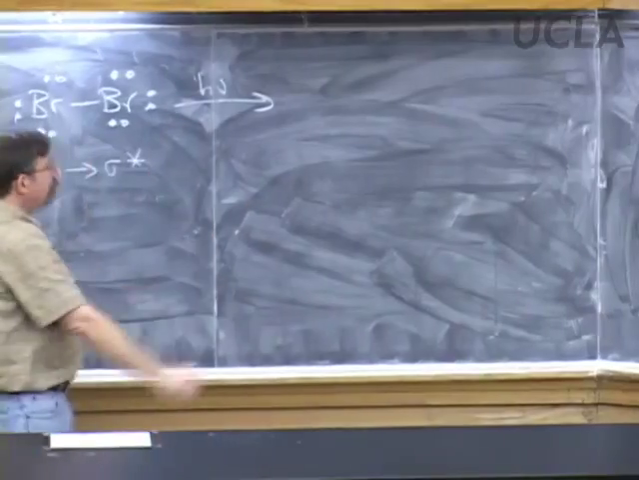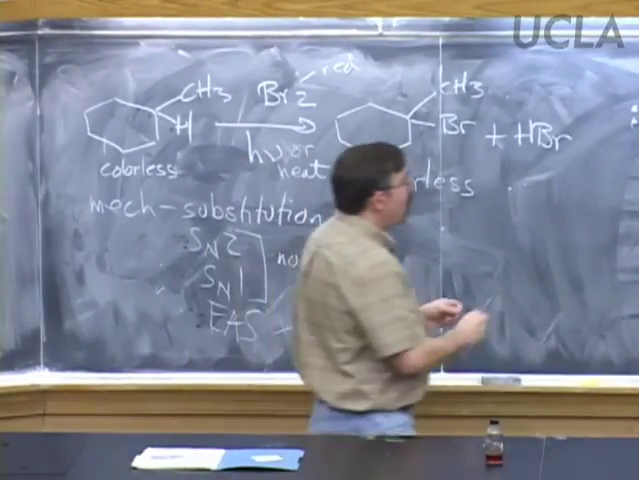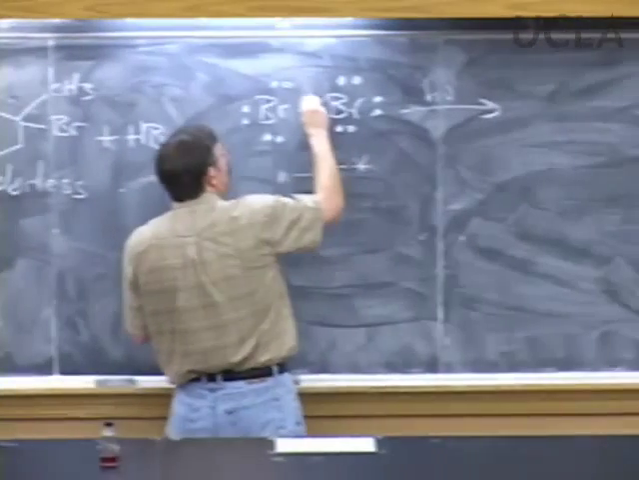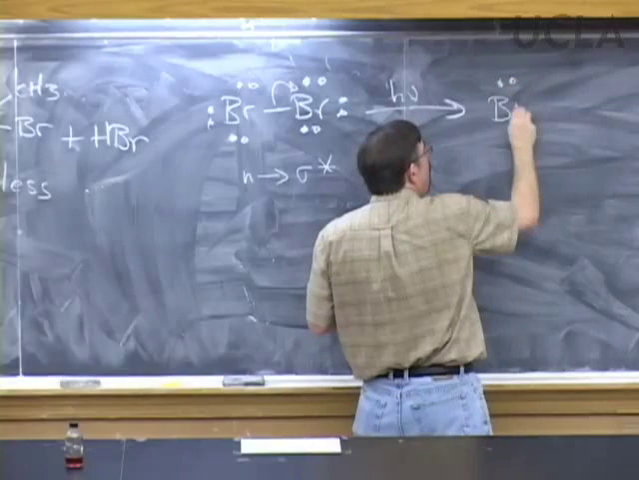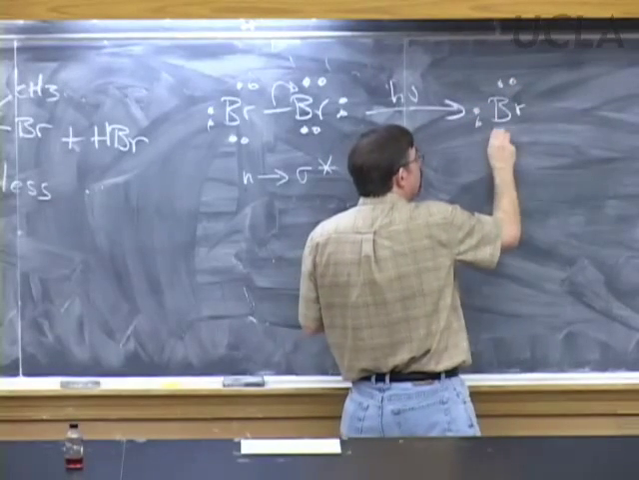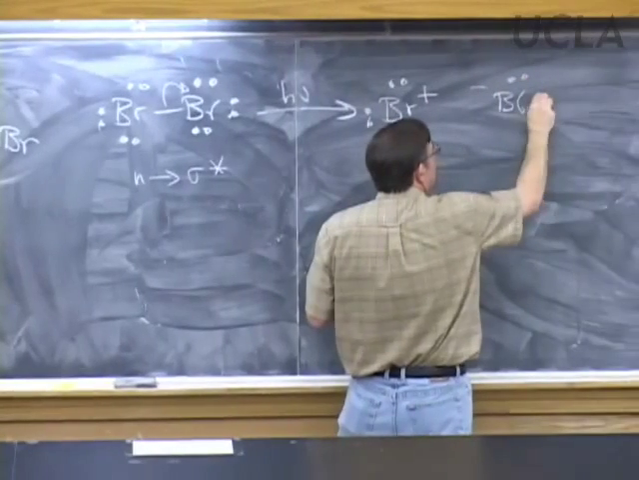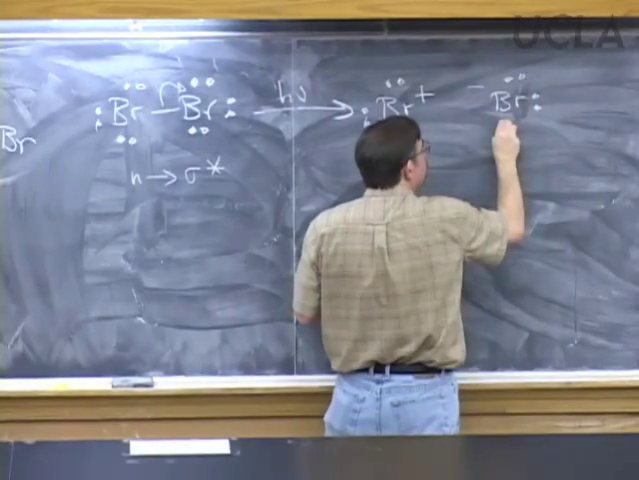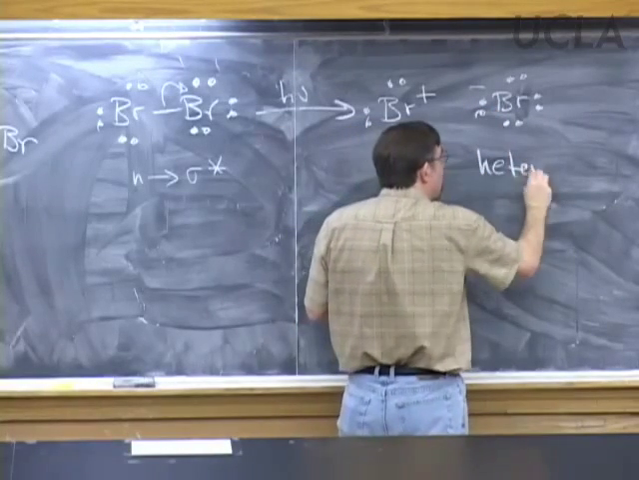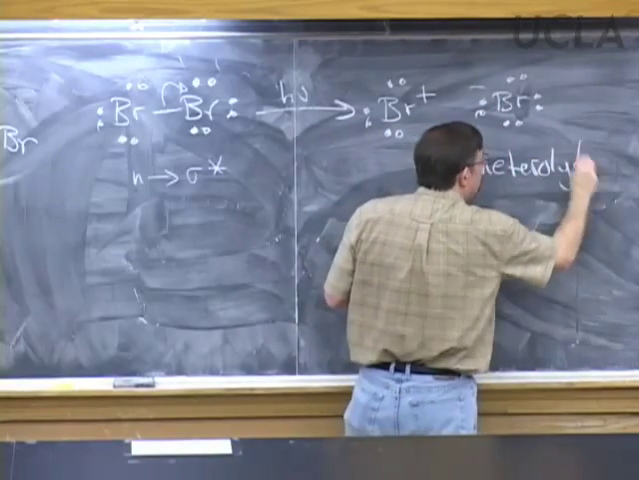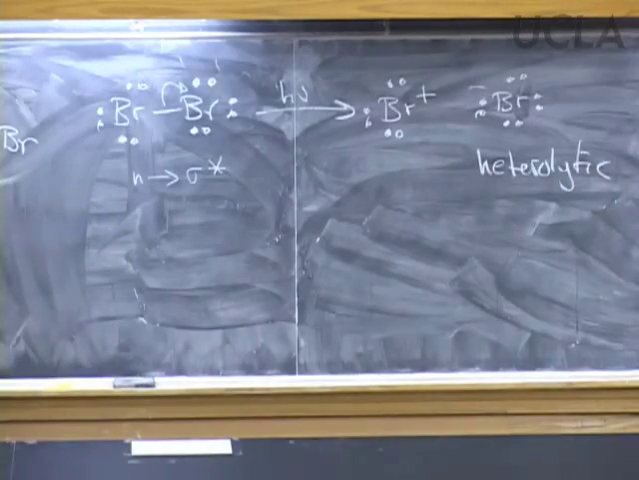But you have a choice of how you can break this bond. You can break it in a way that both electrons go to one atom. So that would make a bromine cation and a bromine anion. We call this heterolytic. Lysis for breaking, and the hetero meaning uneven.